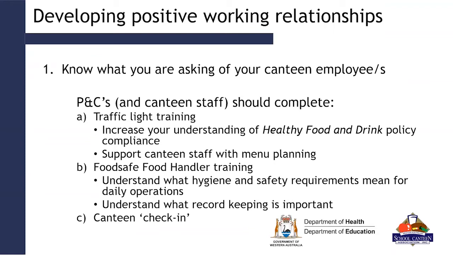Quite often we have P&C members come along to our traffic light training when we run face-to-face sessions, and we know a lot of them do it online. What's really important is that you then have an understanding of what your canteen supervisor needs to do to ensure that they are compliant with the healthy food and drink policy. That means understanding what training needs to be undertaken, how often you need to communicate with the school community, and the difference between a red, amber and green food. All those things are covered in that training, and that's a really good place to start.